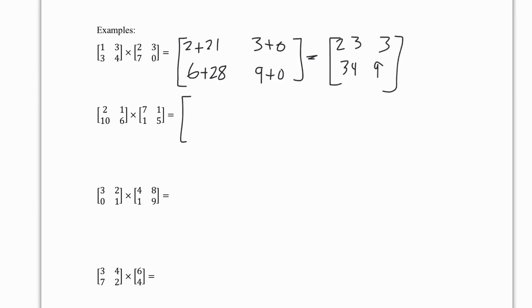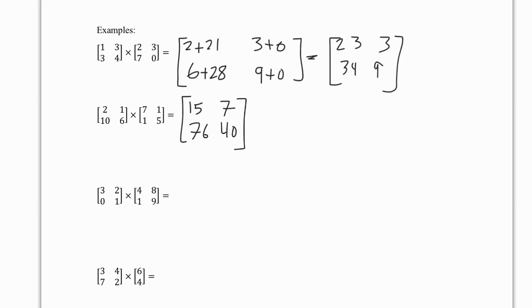Now, if you want, you're welcome to try these in just one go if you can do all the addition in your head. So 2 times 7 will be 14. 1 times 1 will be 1, which is a total of 15. 2 times 1 is 2, and 1 times 5 is 5. So we have 5 and 2 is 7. This is going to be 70 and 6, which gives us 76. This is going to be 10 and 30, which gives us 40.